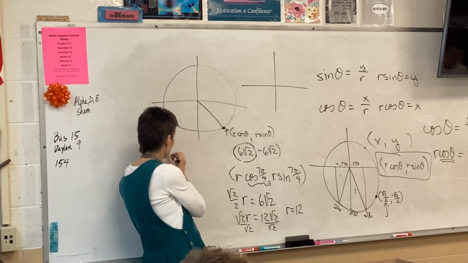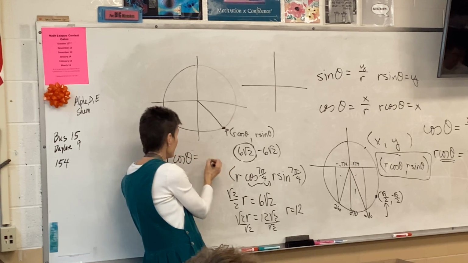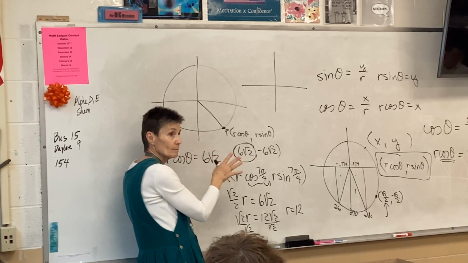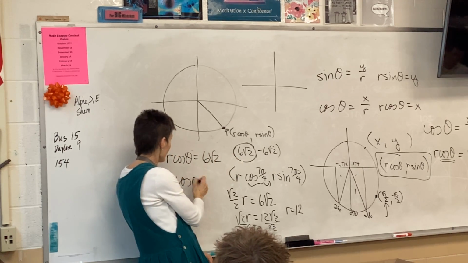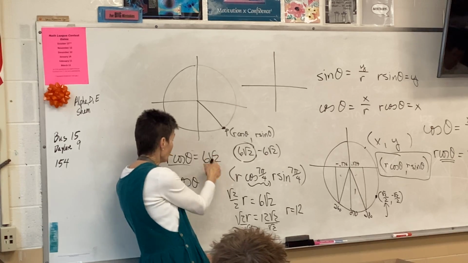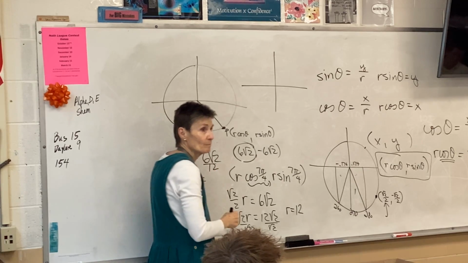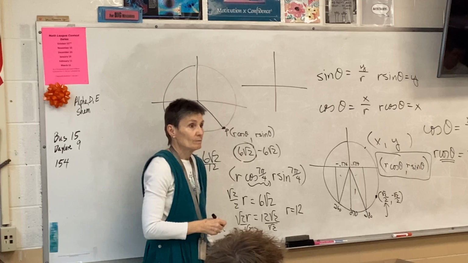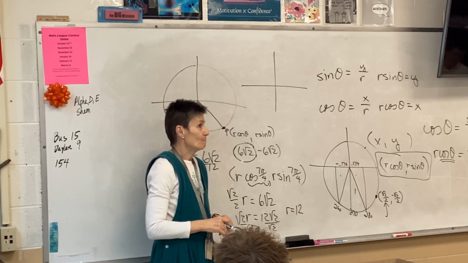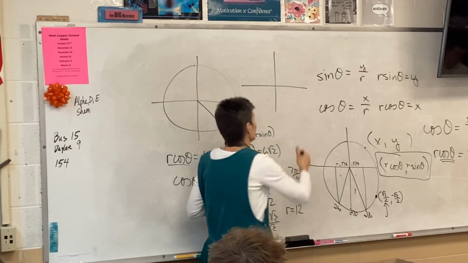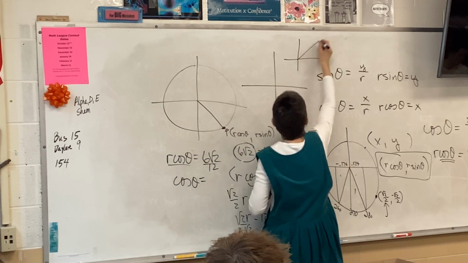Agreed? So r cosine theta equals 6 root 2. Well, I just showed that the radius was 12. So if I divide by 12, what does the cosine end up equaling? Root 2 over 2. Always. That will never change. You talked about this in geometry.